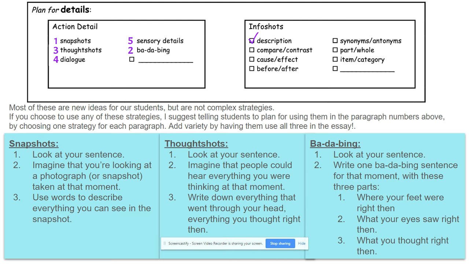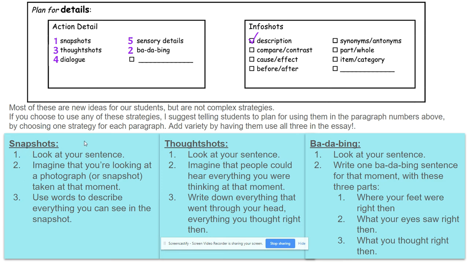All right, so today we are going to work on really developing those kernels into paragraphs. I know what happened in the event that I'll never forget, but how do I turn those sentences into paragraphs, into a story? So I want to share with you 3 techniques that we can use as writers to develop our paragraph. The first technique is called a snapshot.